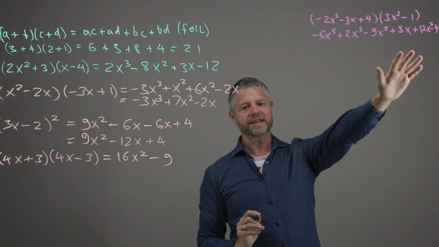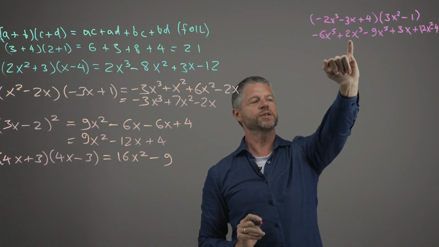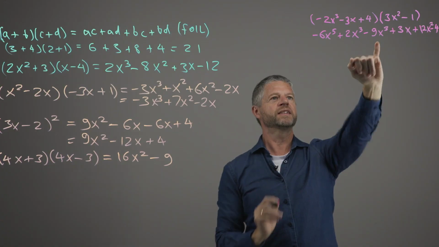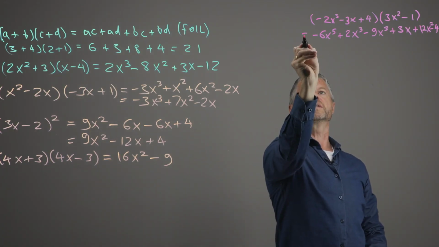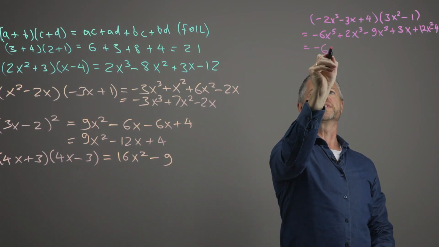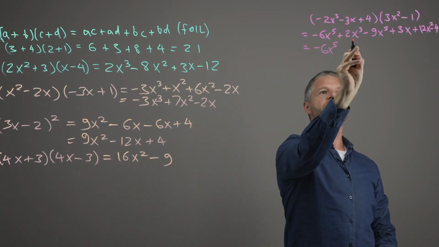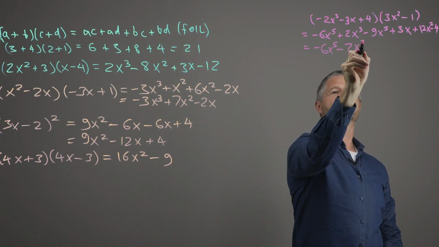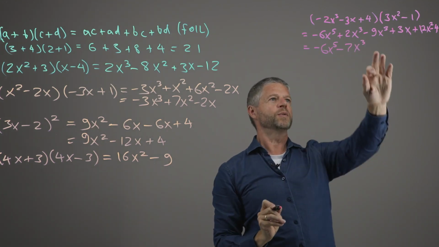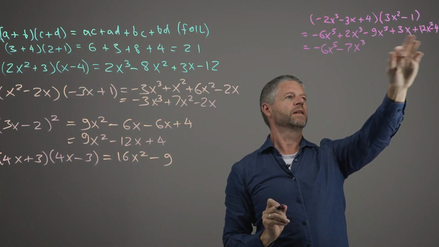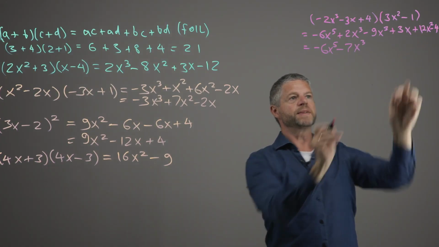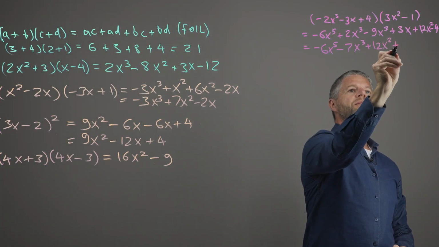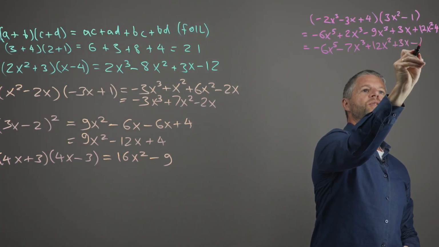And we need to collect like terms. So we've got 2x cubed here and a minus 9x cubed here. So we've got the minus 6x to the 5, and then 2 minus 9, minus 7x cubed. And then we've got, I'll do the x squared term next. And then 3x, and then minus 4.